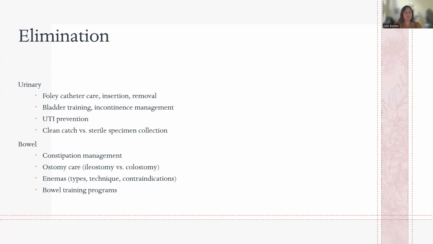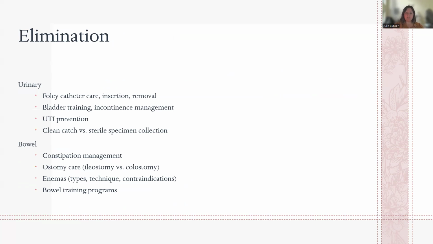Okay. Let's talk elimination. We've got to talk both urinary and bowel. We've got to start with bowel because we just went through an ostomy question. Constipation, we talked a little bit about earlier. Again, least invasive: start with water, fiber, ambulation, all the things that will help to get the GI system moving again.